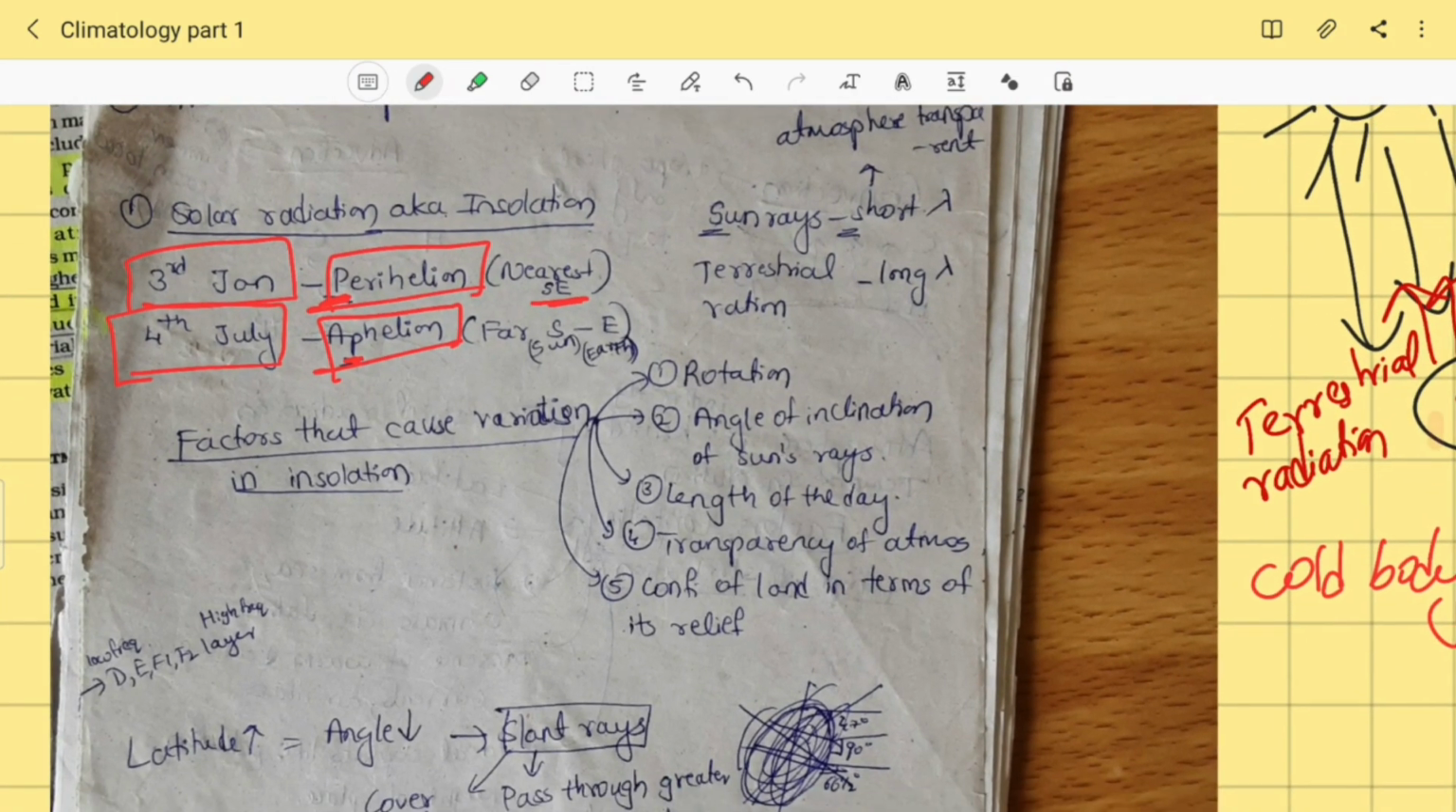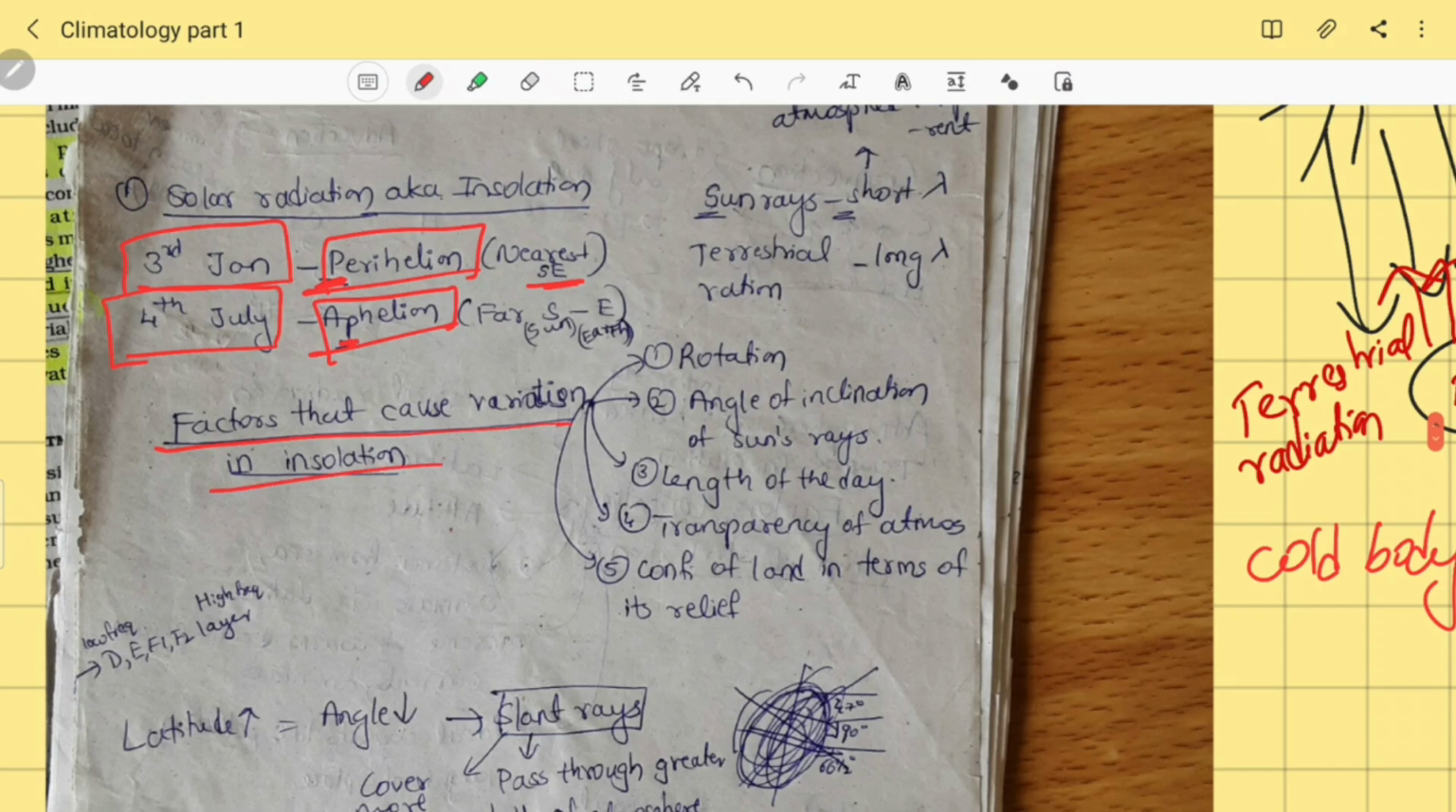Now let's see the factors that cause variation in insolation. We studied that insolation means incoming solar radiation, the energy received by the earth. There are different factors which cause variation in incoming solar radiation. The first one is rotation, then we have angle of inclination of sun rays, then length of a day, transparency of atmosphere, and then configuration of land in terms of its reliefs. So first let's see about the rotation.